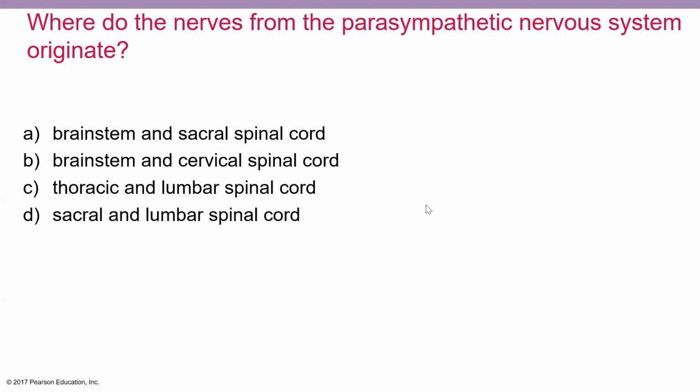All right, final 10 seconds. All right. Okay, a lot of response for A. Let's see, where do the nerves from the parasympathetic nervous system originate? A, brainstem and sacral spinal cord, absolutely correct, okay? So that is correct, brainstem and sacral spinal cord.